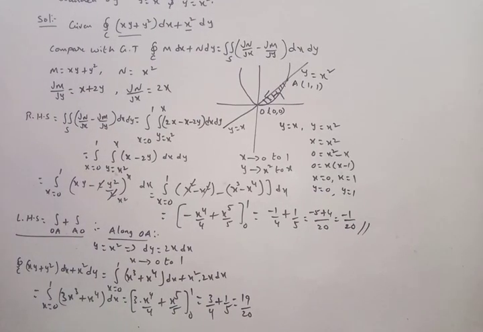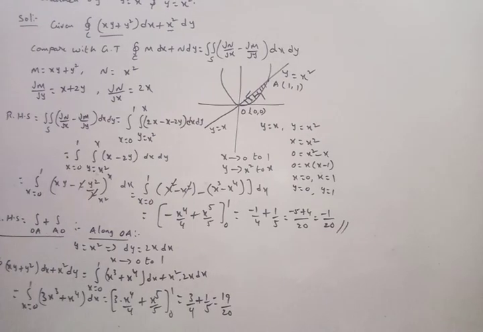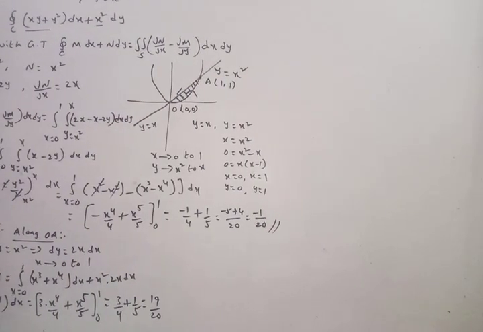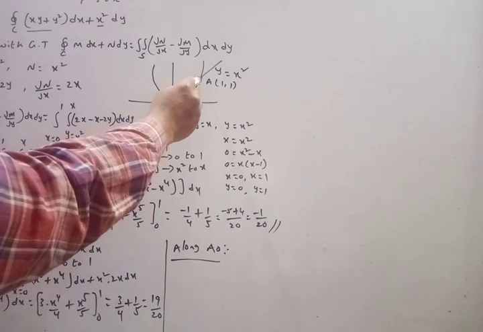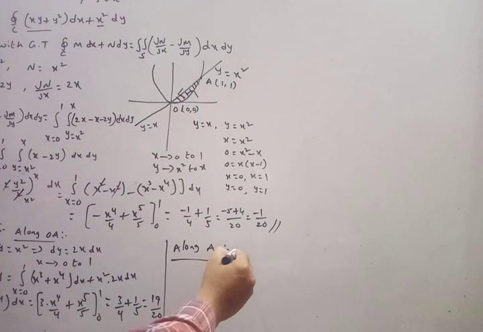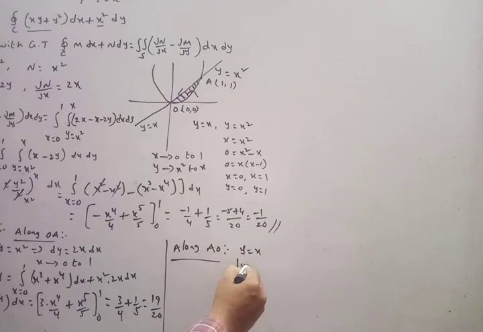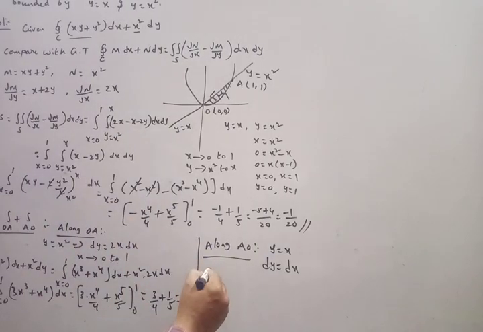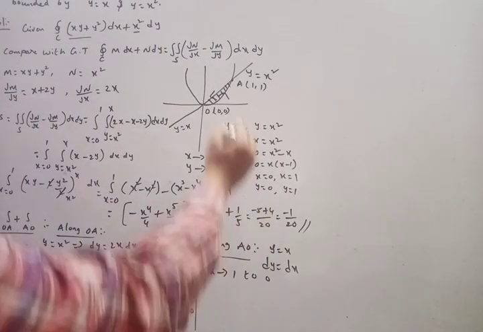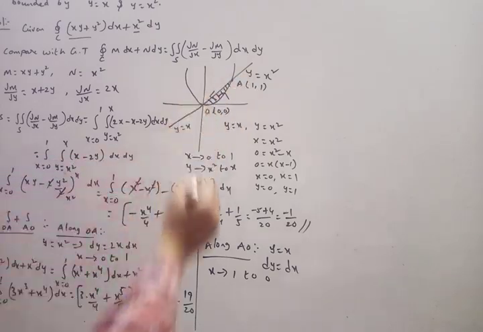Now which one we have to find? Along AO, correct? Along OA is over, no? Now along AO we have to find. So now here along AO, which curve are we coming back from? A to O. A to O, which curve is it? Y is equal to x, dy is equal to dx. Clear? Dy is equal to dx. So therefore x is changing from 1 to 0. We are coming from here to here, no? X is changing from 1 to 0.